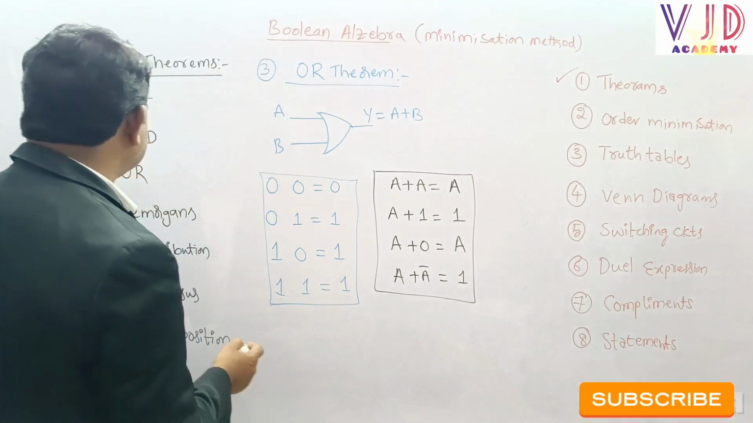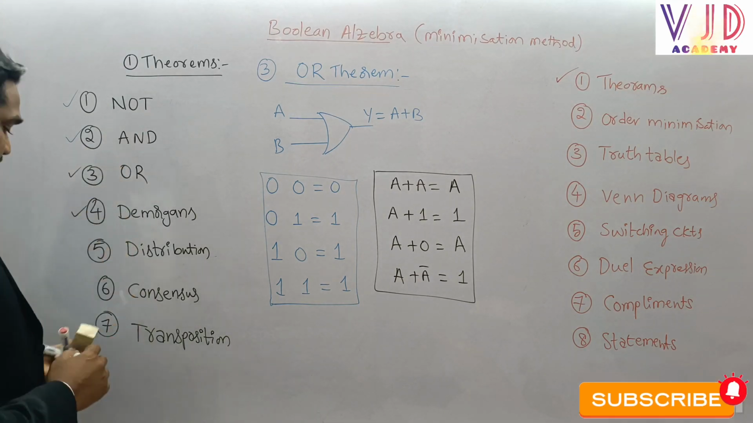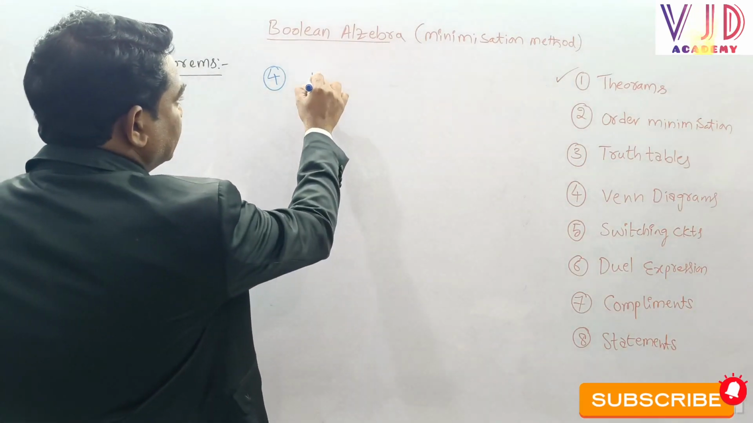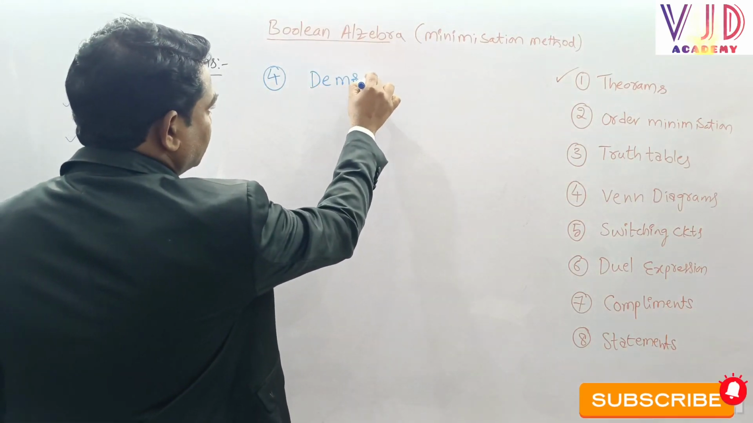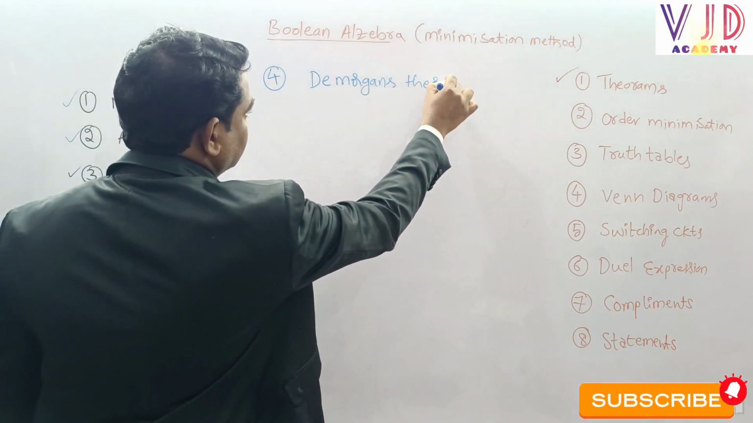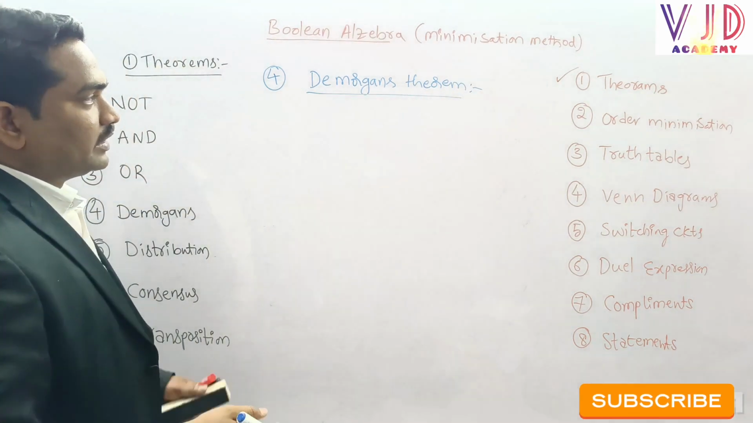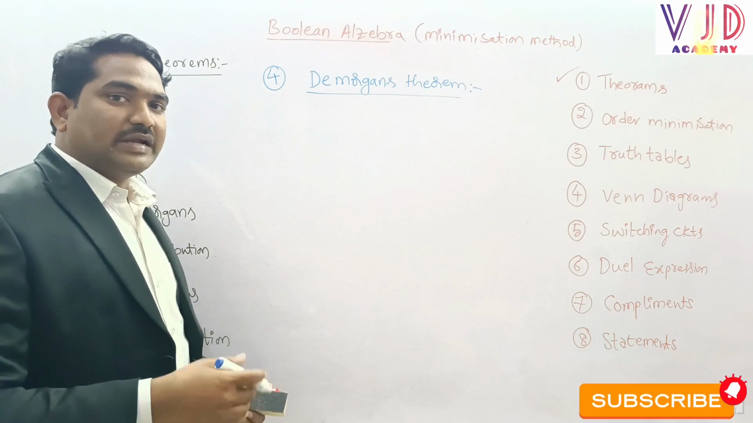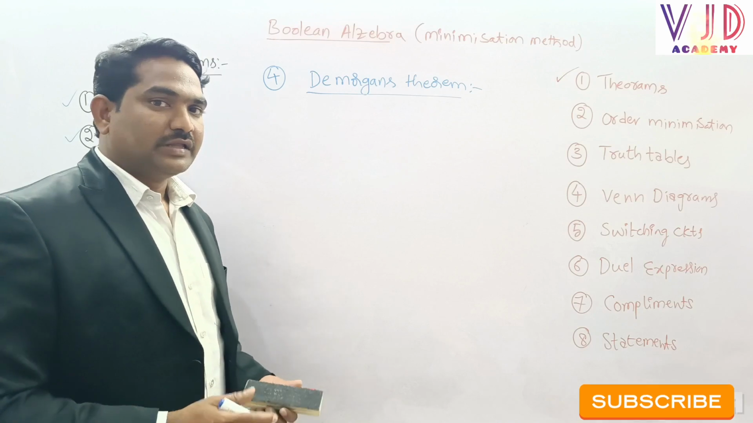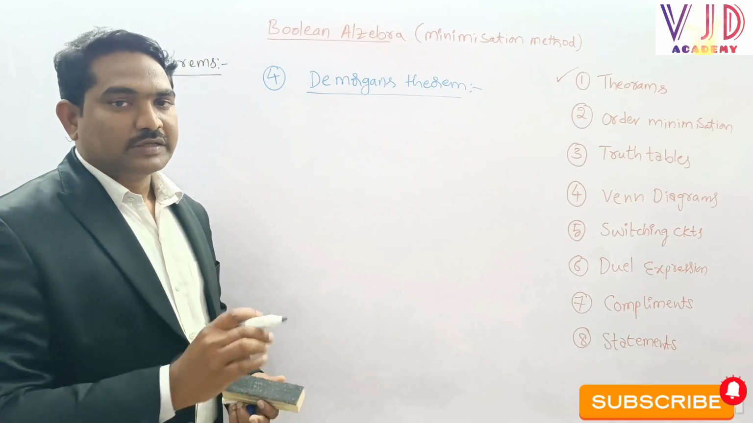Sir, now let us try to understand. We have completed the OR theorem also, and then let us try to understand the fourth one, De Morgan's theorem. Sir, here the fourth theorem is De Morgan's theorem. Let us try to understand what De Morgan's theorem is. It is the process of converting a standard form SOP to POS, or we can also say the process of converting sum of products form to product of sum form.